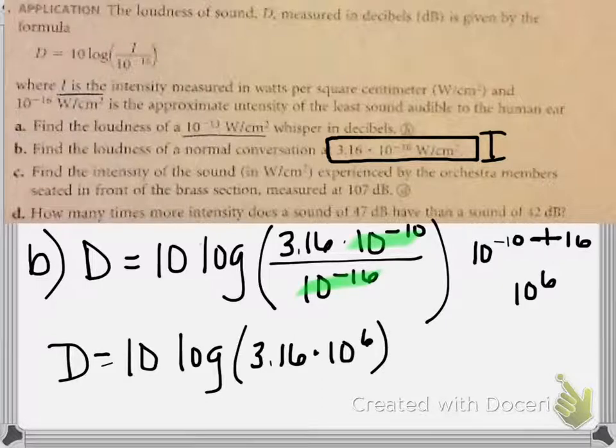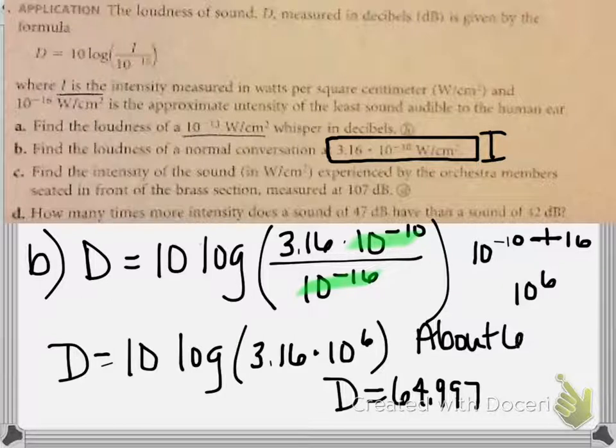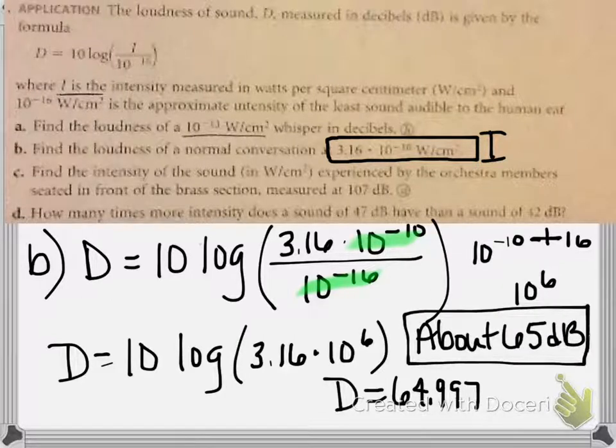So D equals 10 times log of 3.16 times 10 to the 6th power. Completing this, again using a calculator, D equals 64.997, so I would say it's about 65 decibels, the loudness of a normal conversation. So that's for B.